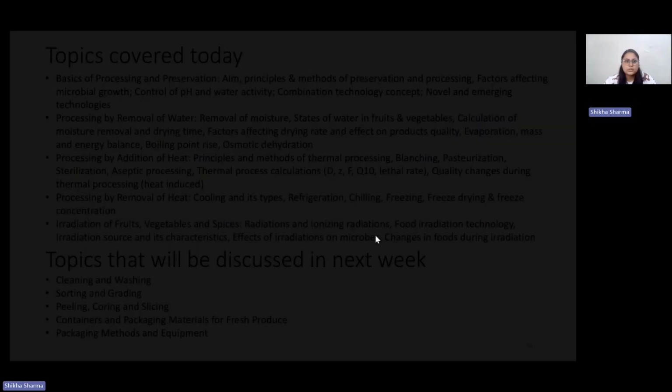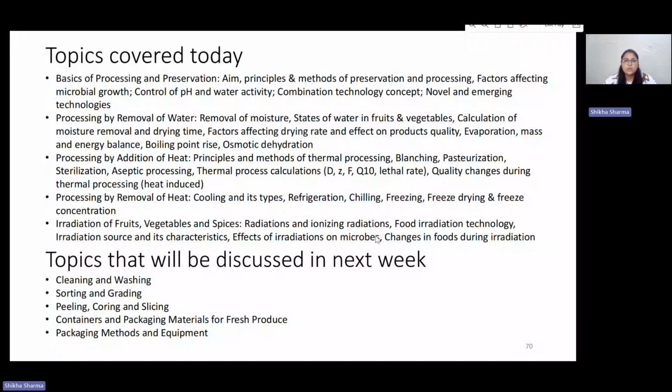We discussed removing water by drying, and the calculations of drying and evaporation, like the single effect evaporator, including all the calculations for drying rate. Then we discussed thermal process calculations, D values and z values, the blanching process, chilling injury, and the irradiation of food and its different techniques.